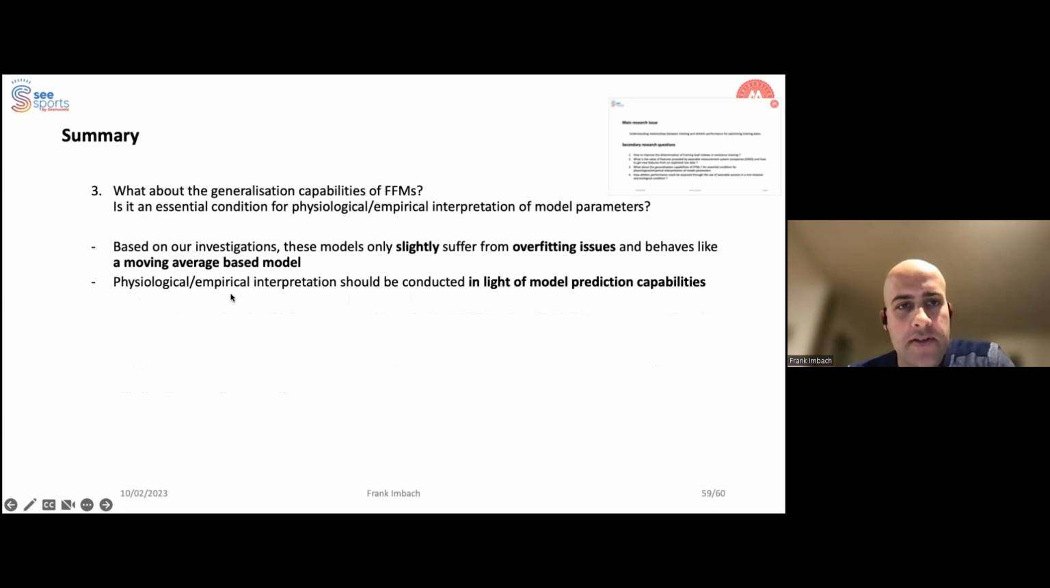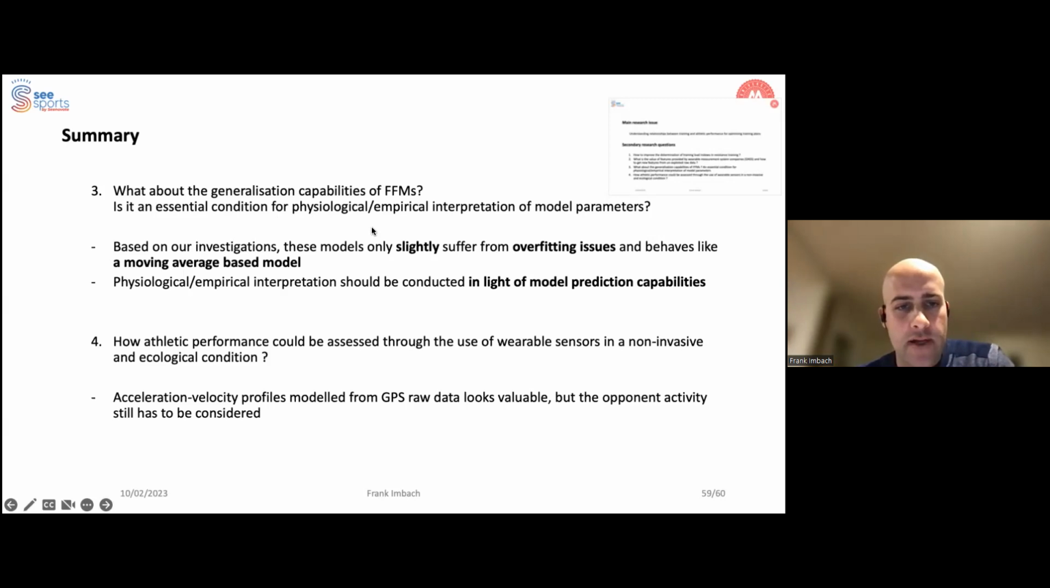What about the generalization capabilities of fitness fatigue models? Is it a necessary condition for physiological empirical interpretation of model parameters? Yes. And based on our investigation, this model only slightly suffers from overfitting issues and behaves like a moving average-based model. Physiological empirical interpretation should be conducted in light of model prediction capabilities. And for the last one, how could athletic performance be assessed through the use of wearable sensors in a non-invasive and ecological condition? Yes, the acceleration velocity profiles modeled from GPS raw data look valuable, but the opponent activity still has to be considered.